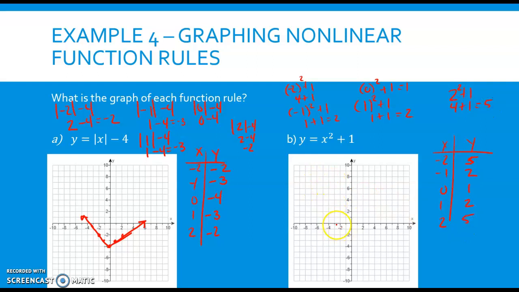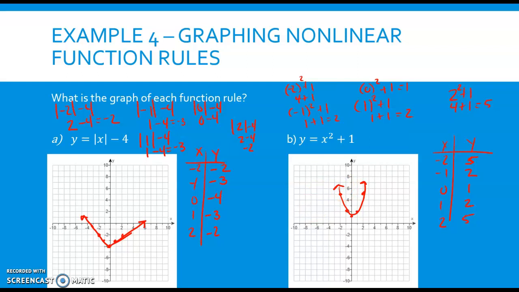And then we graph these points. So negative 2 comma 5. Negative 1 comma 2, 0, 1, 1, 2, and 2, 5. Now, quadratics are not a V shape. They are a U shape, and that did not draw like I was wanting it to. We'll see second time if I can get it. So they make a U shape.